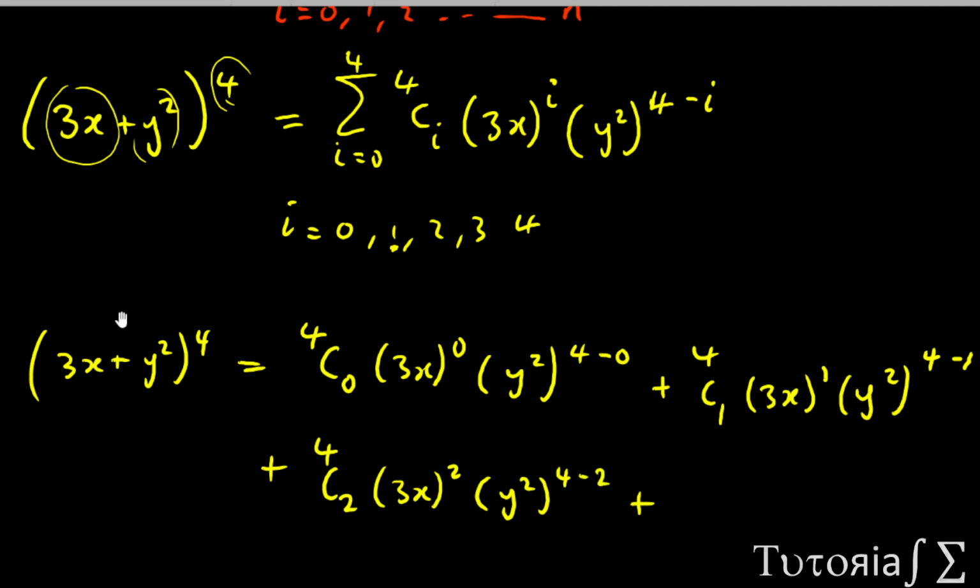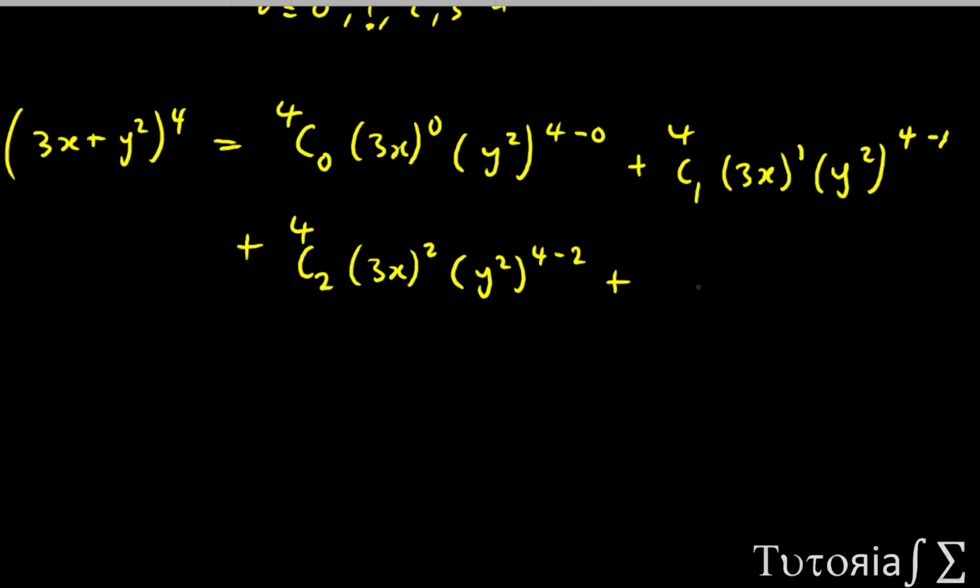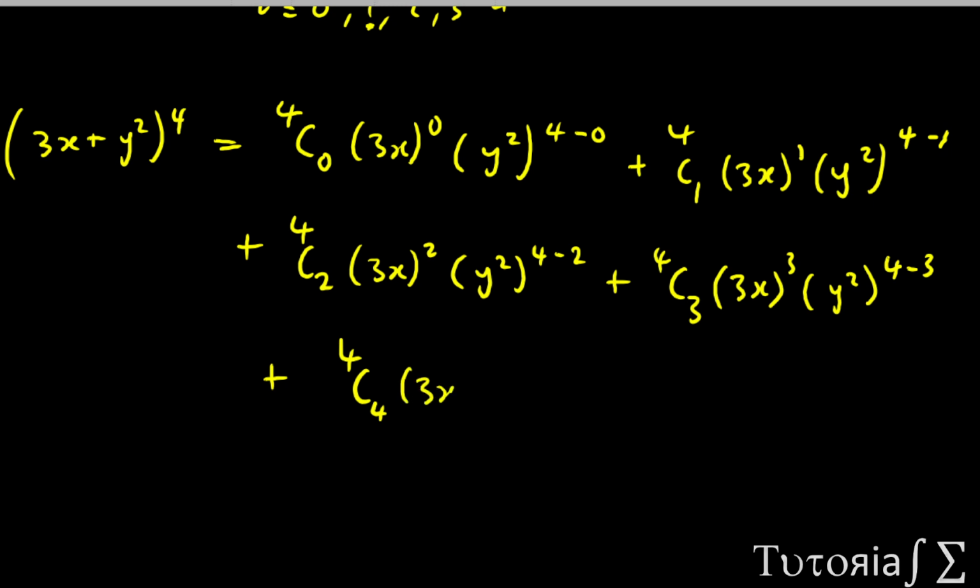Plus 4 choose 3. We're going to have 3x to the power 3. Then y squared to the power 4 minus 3. Then finally we are at 4 choose 4 when i is 4. Then we're going to have 3x to the power 4. Then y squared to the power 4 minus 4.